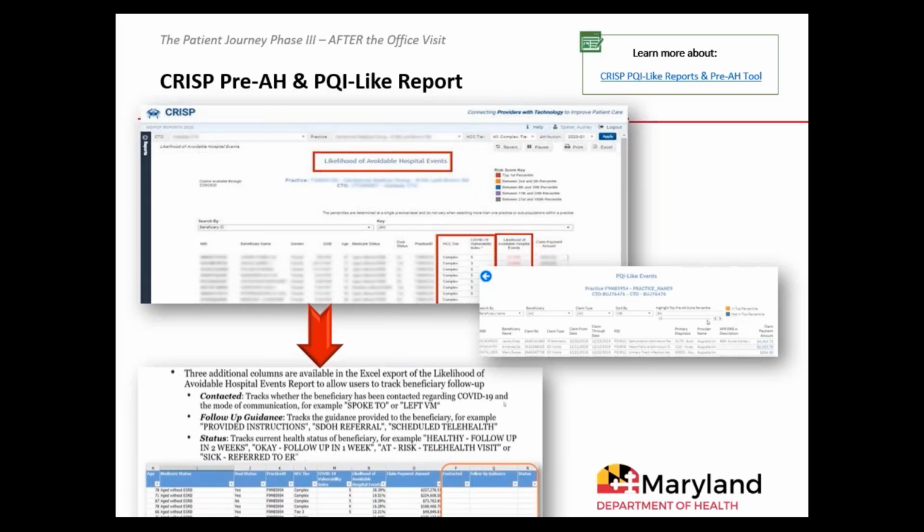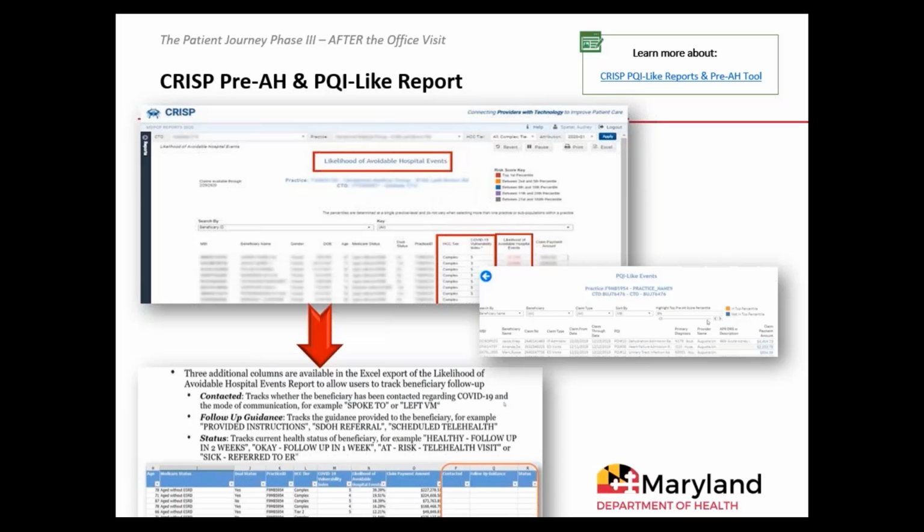One thing I like about it that is an enhancement is that now you can download it as a spreadsheet, look at the likelihood of avoidable hospital events, and sort by your highest risk patients. You can also have other columns to check off if you contacted them, whether there was a follow-up, or the status of the patient, so that you're actually following up as needed.